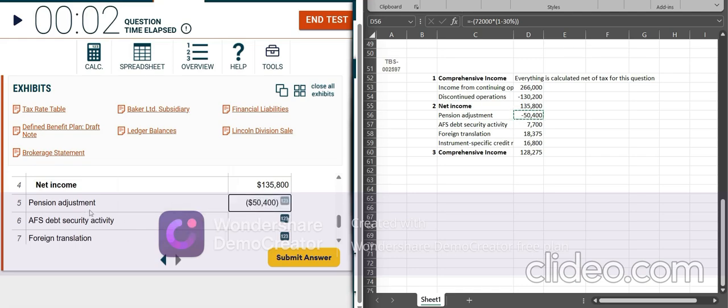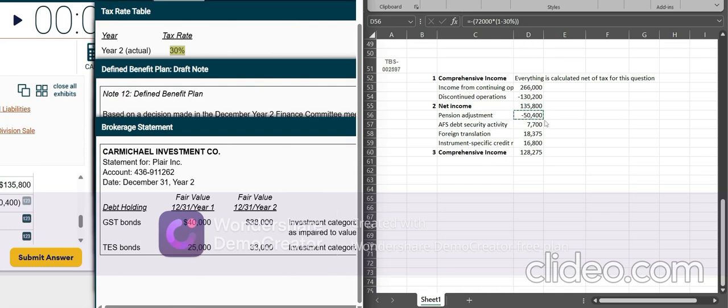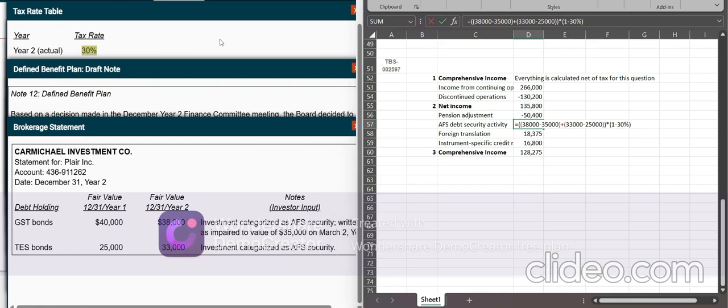Now we will calculate AFS debt security. To calculate this, we need to open our final exhibit, which is the brokerage statement. In this exhibit they are talking about two securities, GST bonds and TS bonds. Let's calculate the GST bond first. As we can see, the fair value on 31st December year 1 is given, which is $40,000, and the fair value on 31st December year 2 is also given.